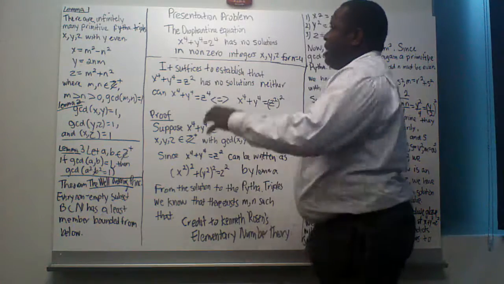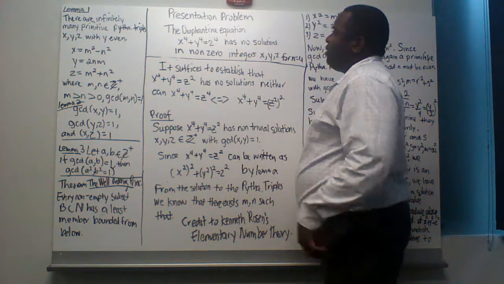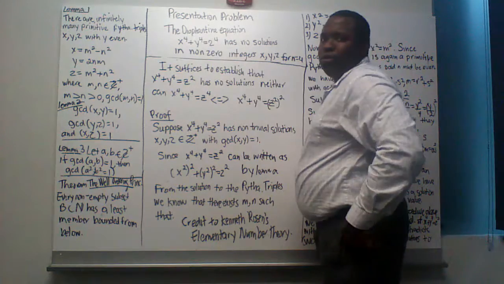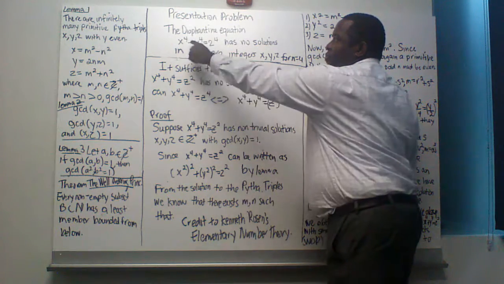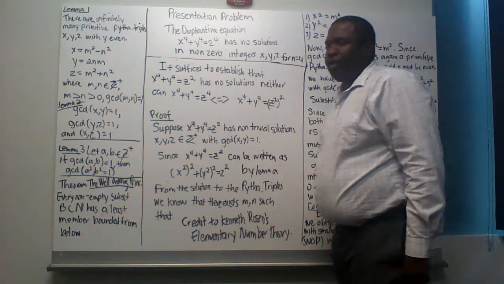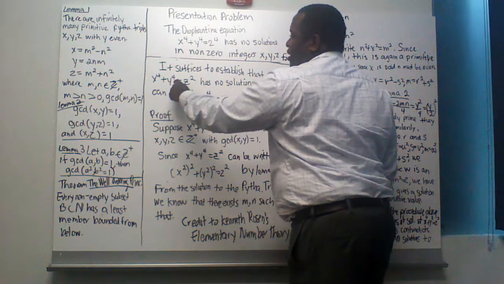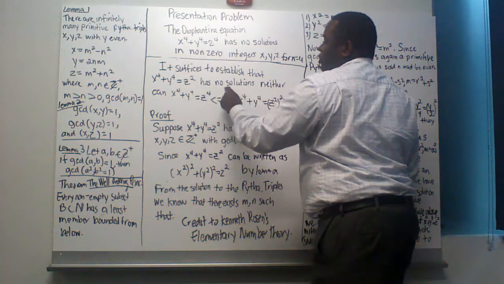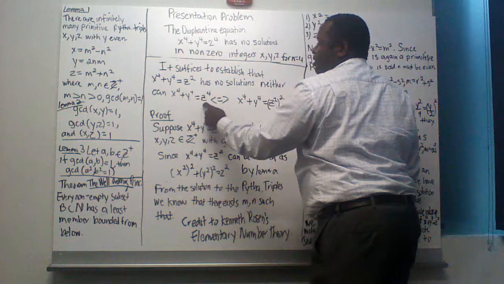Good morning. My name is Larry Cooper, and today I'm going to do a proof that explains that there are no solutions to the Diophantine equation x to the fourth plus y to the fourth is equal to z to the fourth. Okay? So here we go. It suffices to establish that x to the fourth plus y to the fourth is equal to z squared has no solutions. Neither can x to the fourth plus y to the fourth is equal to z to the fourth.